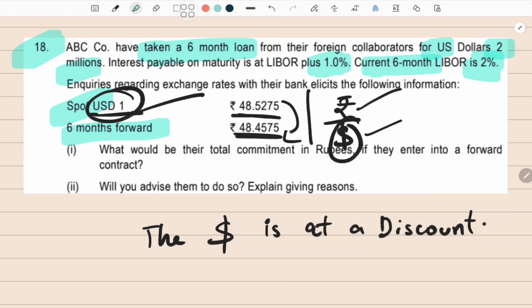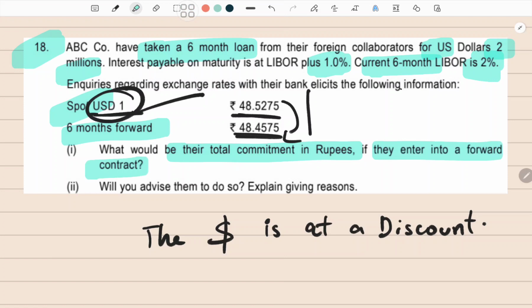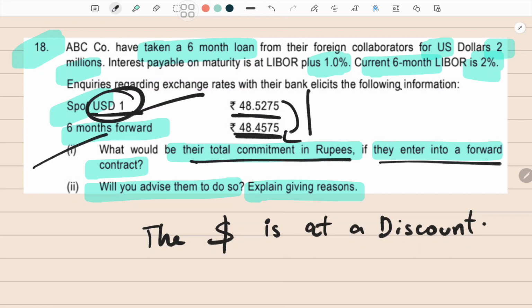Next, we'll read further. What would be their total commitment in rupee if they enter into a forward contract, okay? And will you advise them to do so? To do what? To enter into a forward contract, and explain the reasons. Okay, so first thing we do, the total commitment in rupees if they enter into a forward contract. This is a very simple question, right?